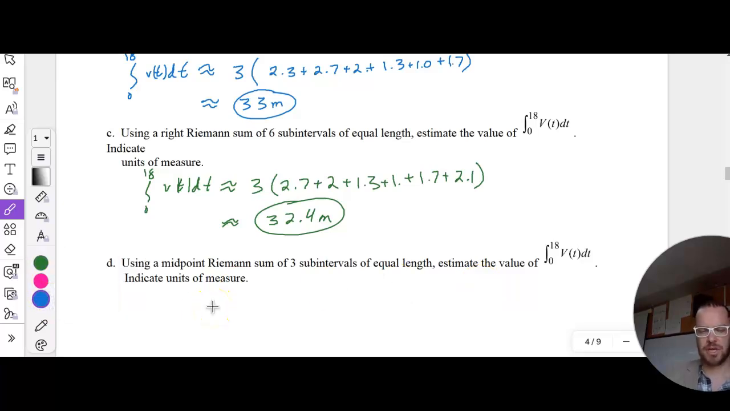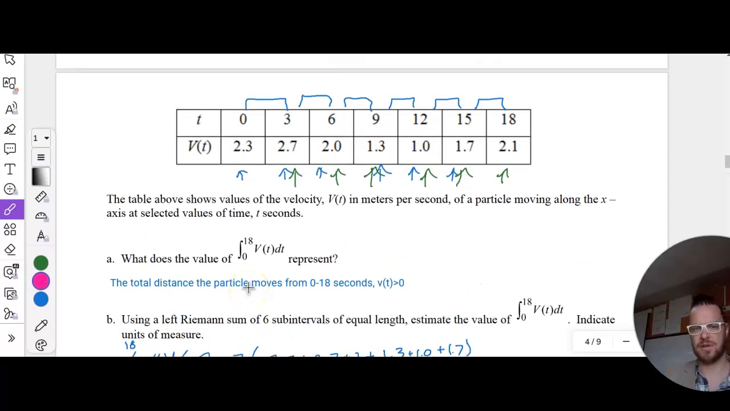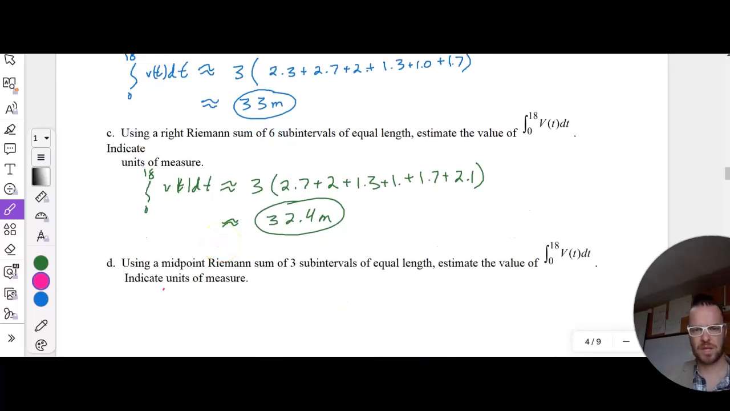All right, so if we've only got 3 intervals, maybe I'll do this in yet another color here. The 3 intervals means that I'm going to be using this interval and this interval. So this time there's going to be a width of 6, and then its midpoint, so that would be our midpoint there. That's the midpoint of the middle one, and that's the midpoint of the last one. So this is going to be the integral from 0 to 18 of v of t dt.